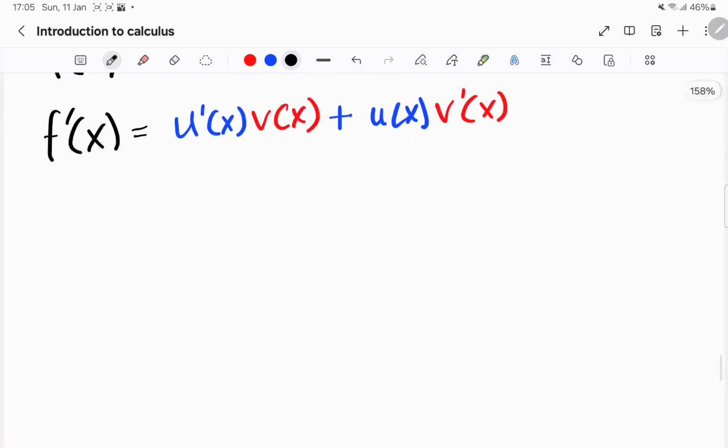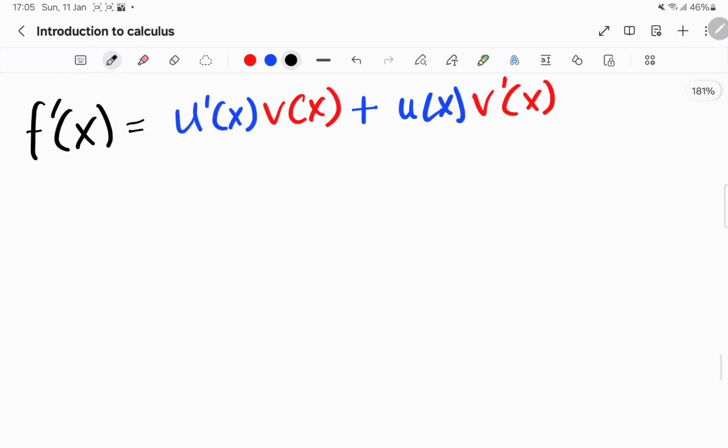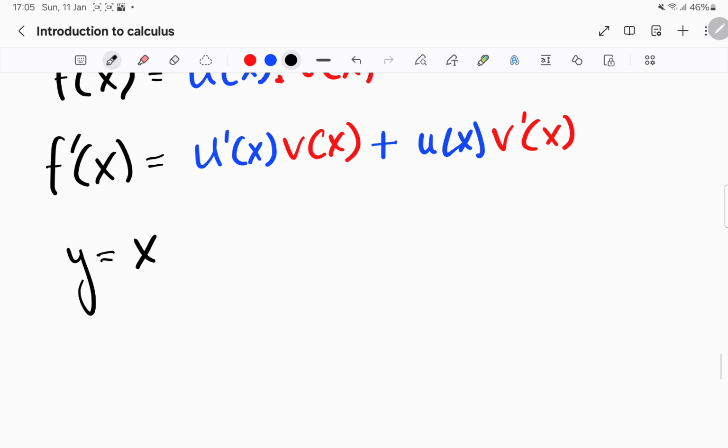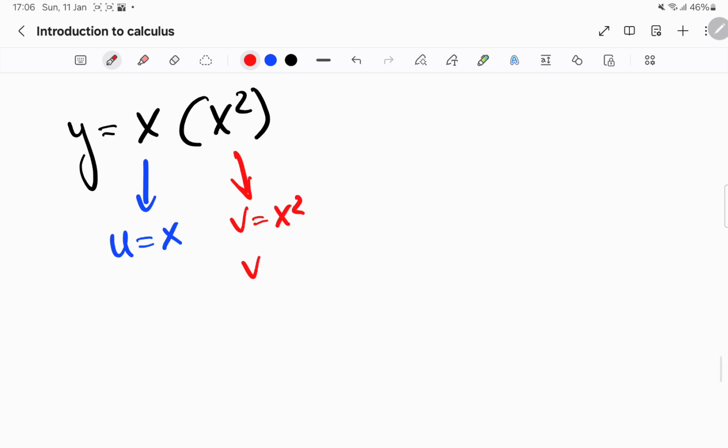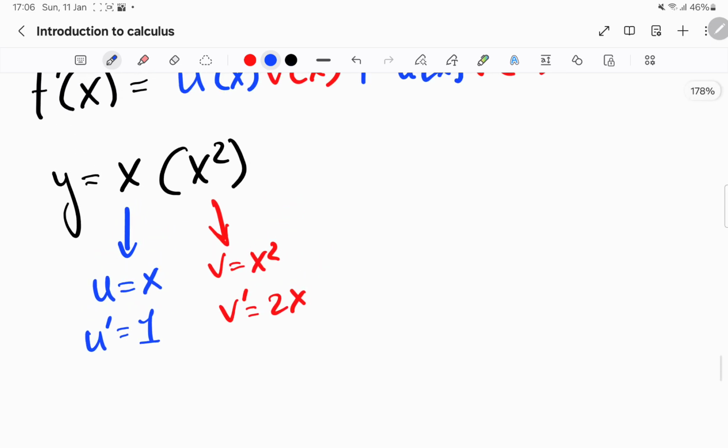So let's solve a couple quick examples so we can get the topic down. Example 1, y is equal to x multiplied by x squared. I'll take u as x and v as x squared. V prime is equal to 2x and u prime is equal to 1. Let's sub those in.